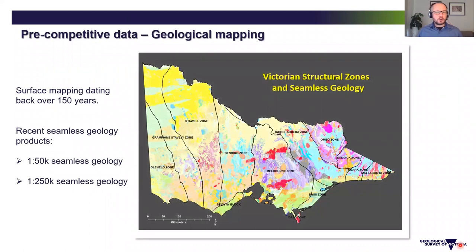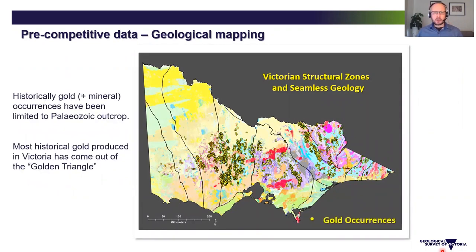So to start off with, I guess we're really lucky in Victoria because we've got a great history of geological mapping in the state, spanning back over 150 years. And most recently, we've come up with some great seamless geology products, so the 1 to 250 and the 1 to 50K seamless geology maps. And they're great for interpreting the Paleozoic bedrock, so the blue and purple rocks through the centre of Victoria there. And these rocks are typically the ones that are associated with historical gold exploration and occurrences.